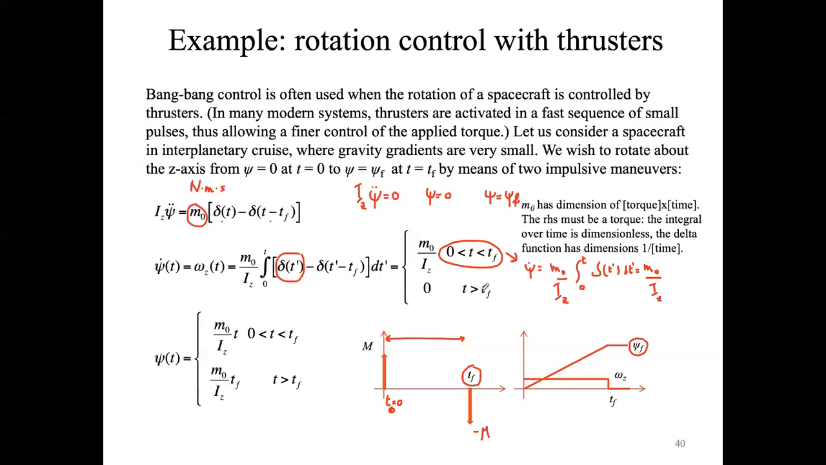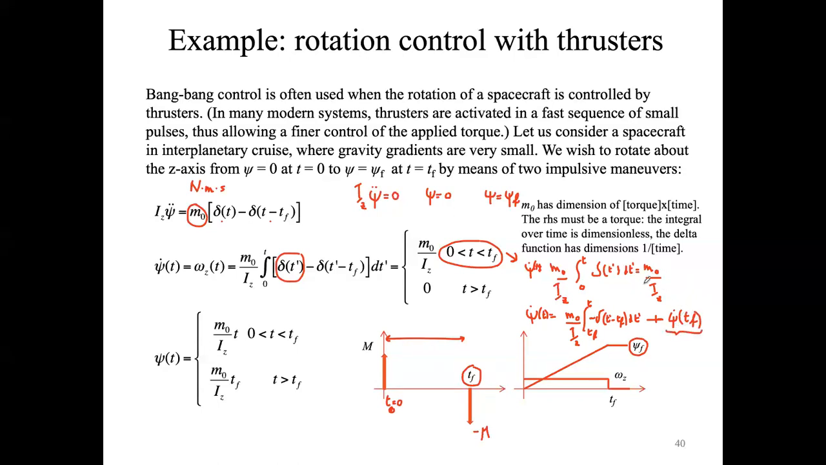If you want to do it for t greater than t final, so psi dot for t greater than t final, this one is M0 divided by Iz, times the integral between t final and t of the other delta Dirac, that now has a minus, in dt prime, plus psi dot at time t final. Okay, that is exactly equal.